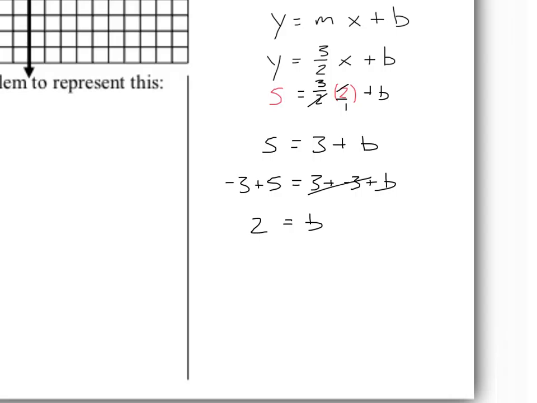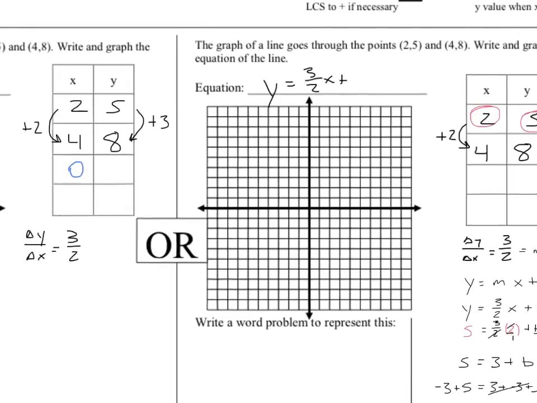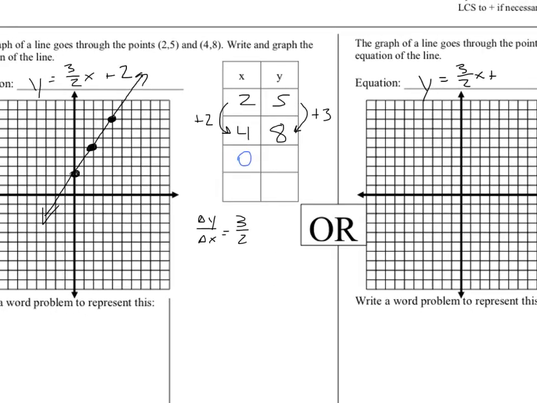Kip yes or kip no. Was b supposed to be equal to 2? Yeah, and that's what we proved with our first way that we did it, which was the graphing method.